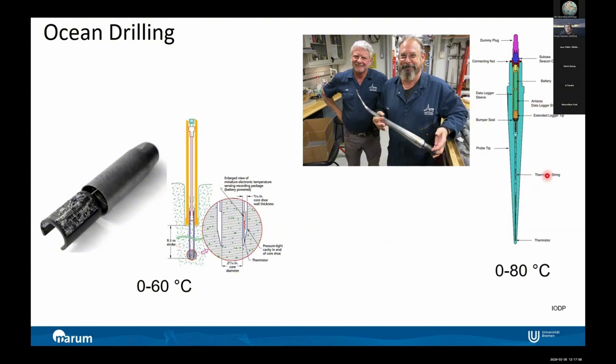The disadvantage here is that you don't have a stroke of 9.5 meters, so the only depth you measure the temperature into the sediments is just a few centimeters ahead of your bottom hole assembly.